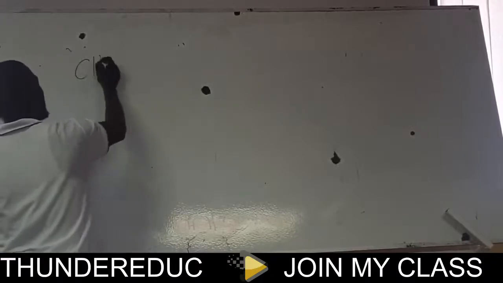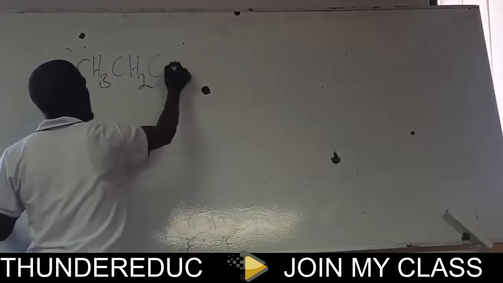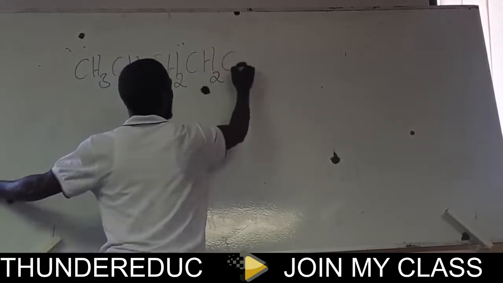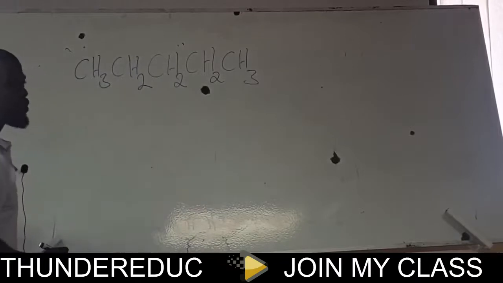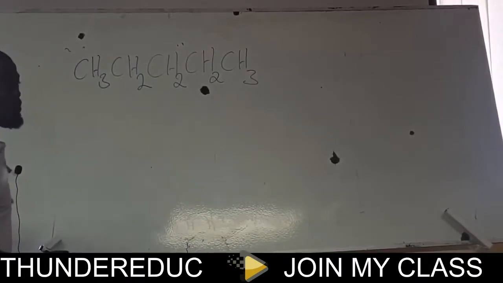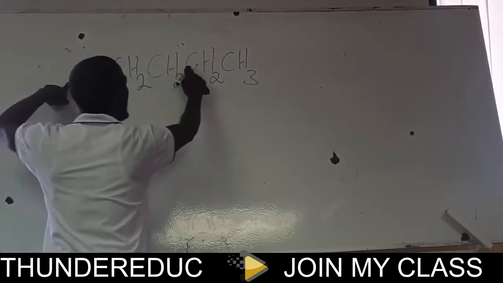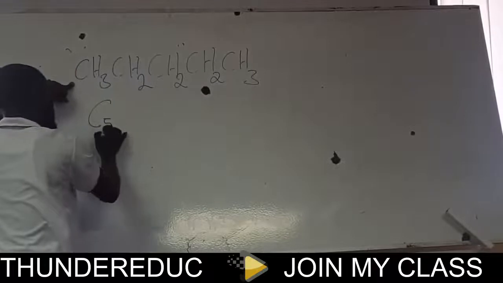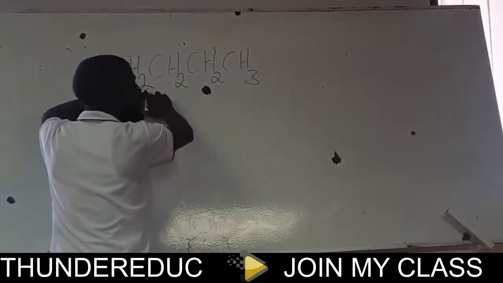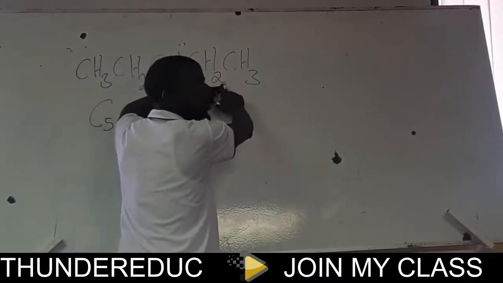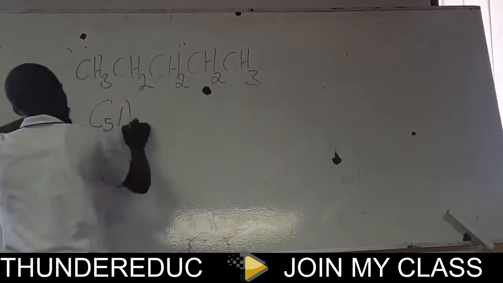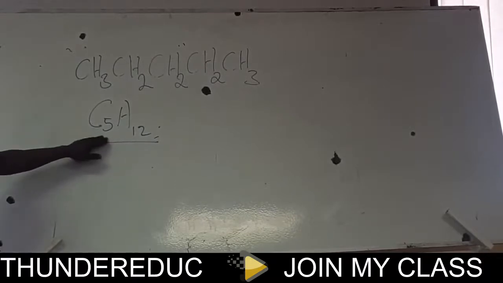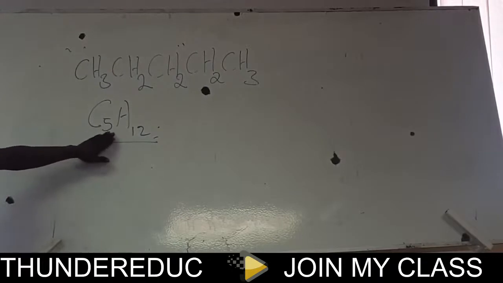Look at this: CH3, CH2, CH2, CH2, CH3. Are you seeing it? Now, what I'm going to do: 1, 2, 3, 4, 5. How many carbon atoms are there? 5, so C5. Then 5 times 2 plus 2 gives 12. This is the molecular formula. Then they ask you, write down different isomers of this.